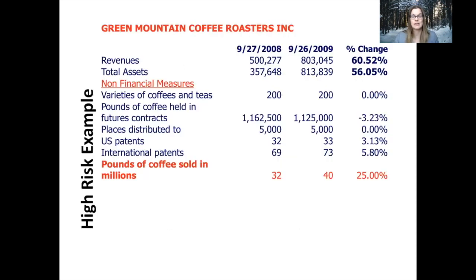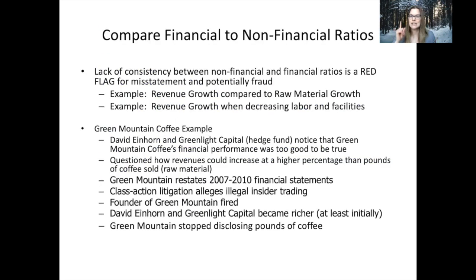Green Mountain Coffee had to restate multiple years' worth of their financial results. And at least initially, the hedge fund did get richer. They wound up ultimately losing out on this investment, which is another kind of entertaining long story. But at least initially they did make more money. The short position that they took did pay off.